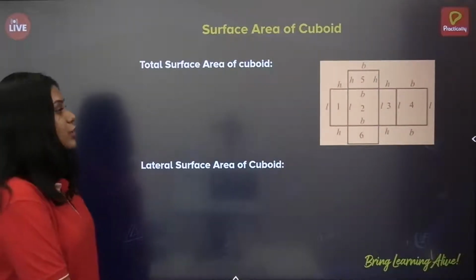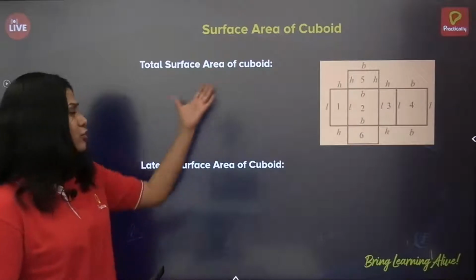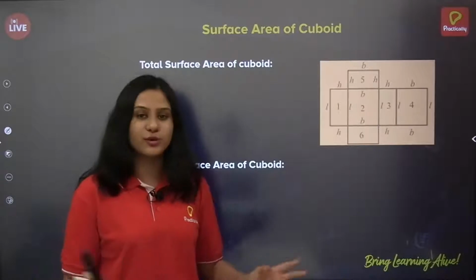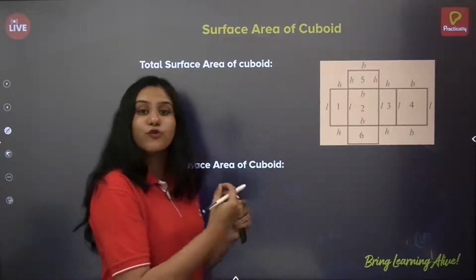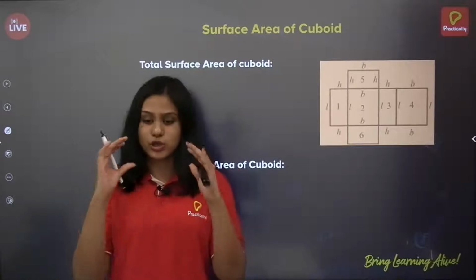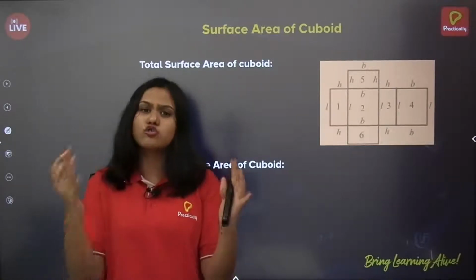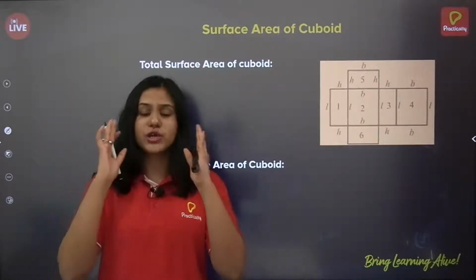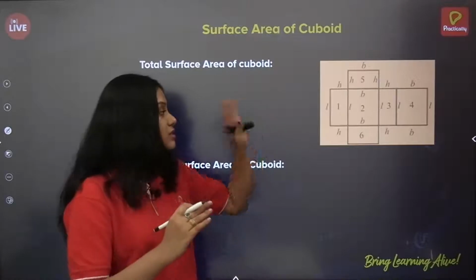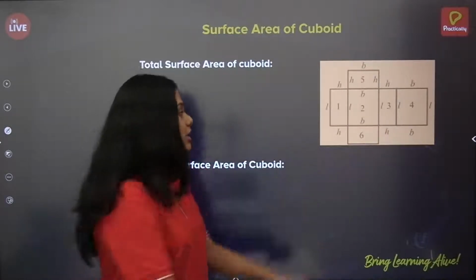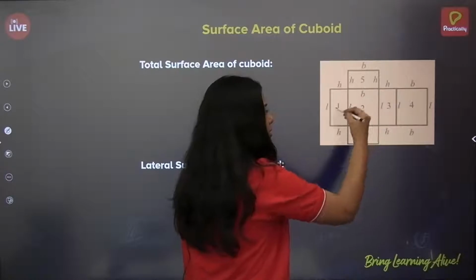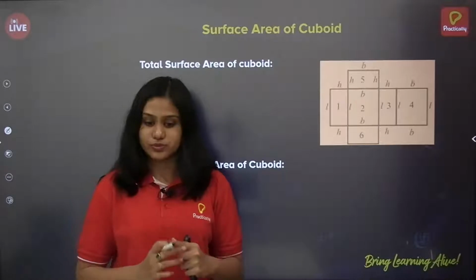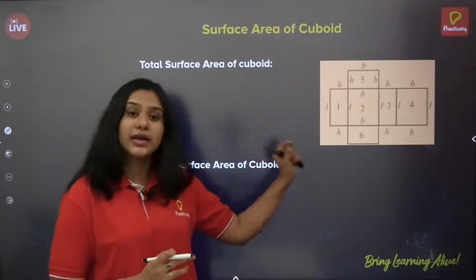Total surface area of cuboid. You might be wondering, ma'am, you're telling cuboid and here we are seeing some other figure. What is this? Don't worry. This is nothing but the net of the cuboid. Just imagine a cuboidal box, a shoebox or a notebook. When you open it, this is how it will appear, correct? This is the bottom, this is the top, and these four are the sides. This is nothing but the net of the cuboid.